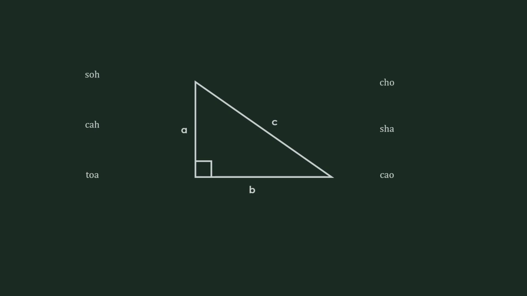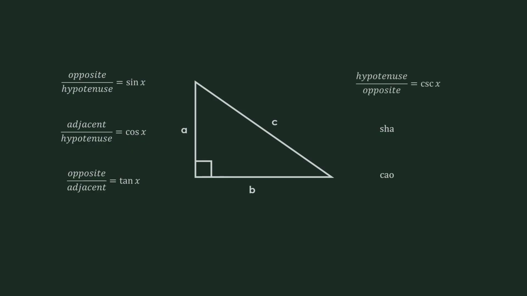For SO, we have sine x is equal to opposite over hypotenuse. For CAH, we have cosine x equals adjacent over hypotenuse. For TOA, we have tangent x is equal to opposite over adjacent. For SHO, we have cosecant x is equal to hypotenuse over opposite. For SHA, we have secant x is equal to hypotenuse over adjacent. And for COW, we have cotangent x is equal to adjacent over opposite.